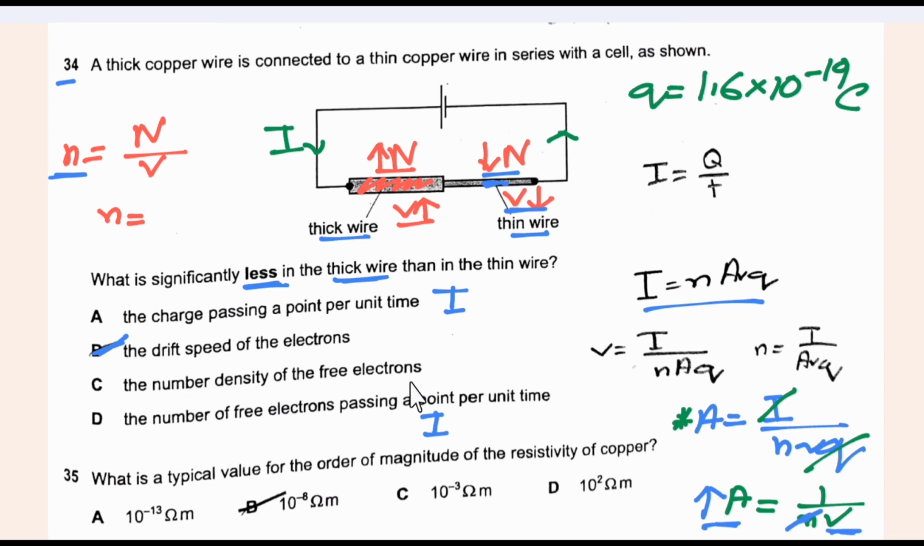Then number density of free electrons. Since we can see that for the thick wire the number of electrons is more and the volume is more, the number density remains the same. Also for the thin wire the volume is less and the number of free electrons is less, so the number density remains constant. So this would not be the answer. So the answer should be B, that is the mean drift velocity decreases with increase in cross-sectional area.